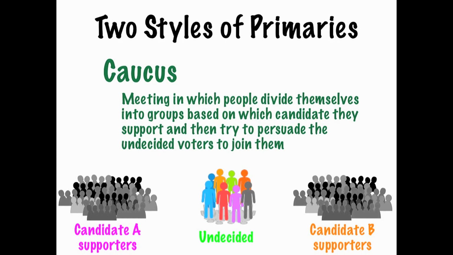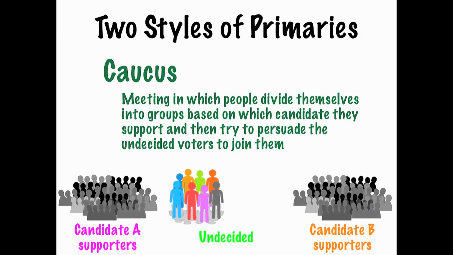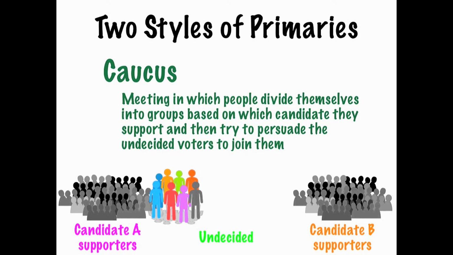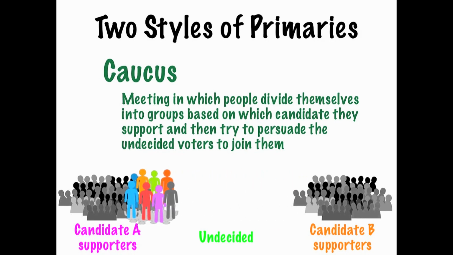During the caucus process, people who support candidate B will encourage the undecided voters to join their candidate, and people who support candidate A will do the same. There will be some arguing back and forth until the undecided voters choose a candidate to support. Whichever candidate has the most support will be declared the caucus winner.